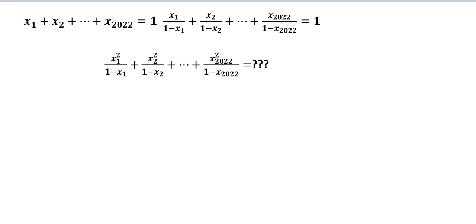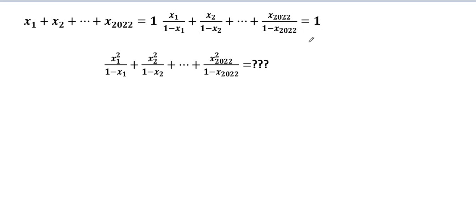Hello everyone, in this video we are going to find the value of x1 squared divided by 1 minus x1 plus x2 squared divided by 1 minus x2 plus and so on plus x2022 squared divided by 1 minus x2022, if it's given that x1 plus x2 plus and so on plus x2022 is equal to 1 and x1 divided by 1 minus x1 plus x2 divided by 1 minus x2 plus and so on plus x2022 divided by 1 minus x2022 is equal to 1.